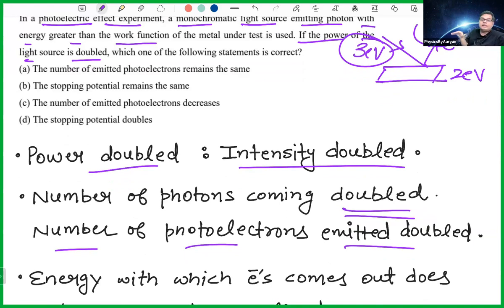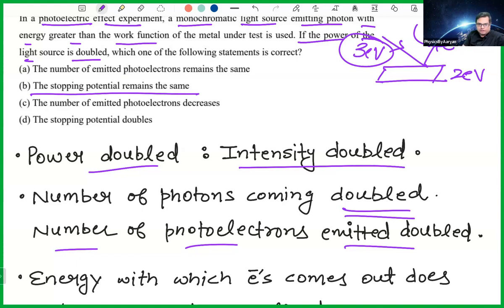The energy of the incoming radiation is same. Energy of the emitted electron is also same. So the stopping potential will also be the same. So stopping potential is the energy which is required to stop the electrons. Since the electrons are still emitted with the same energy, the stopping potential will remain same. It does not matter if 10 electrons are emitted or 20. The energy you require to stop 1 electron will remain same because electrons are still being emitted with 1 electron volt energy. So the option number B is correct.